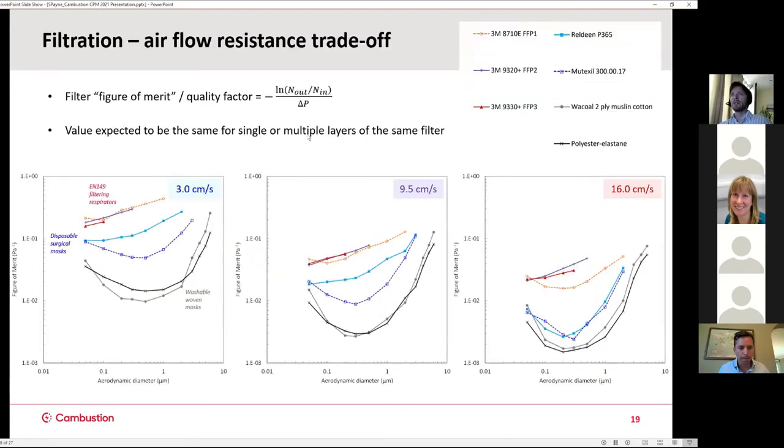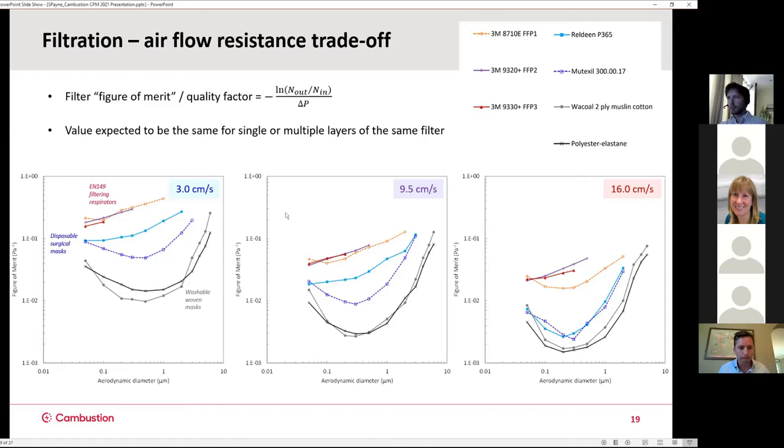So we can characterize the trade-off between the filtration and the pressure drop using what's been called a figure of merit or a quality factor. So that's the log of the penetration divided by the pressure drop. And a useful property of that is that the value would be around the same for single or multiple layers of the same filter. So you can see the regulated respirators are all grouped together here. So in this chart, the further up the y-axis you are, the better value, as it were, you have for your face mask material.